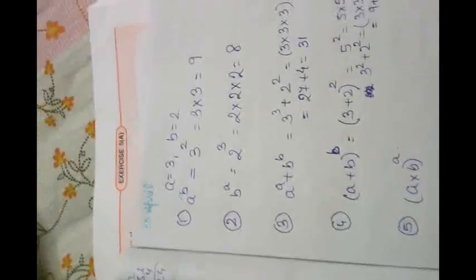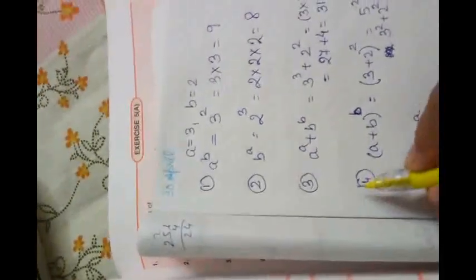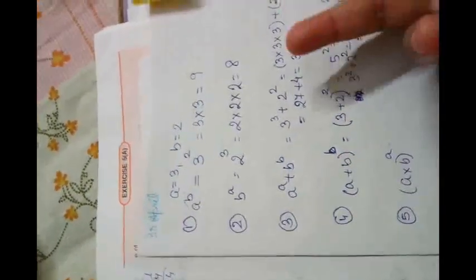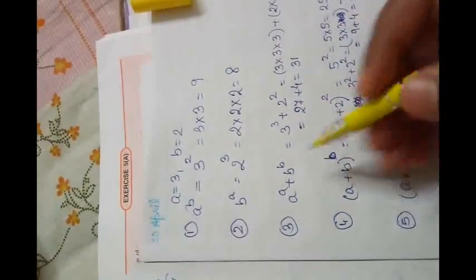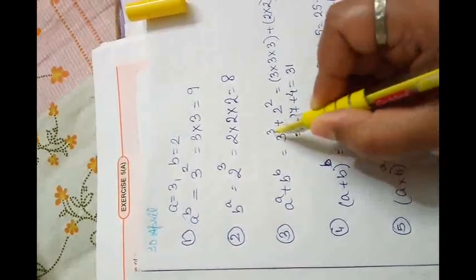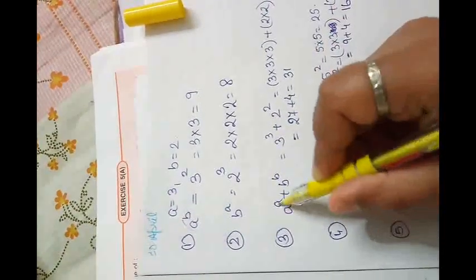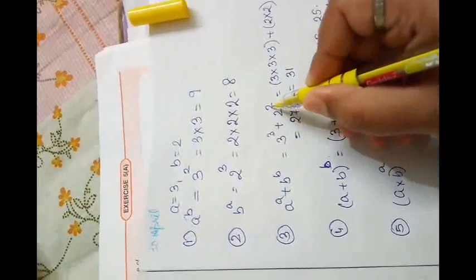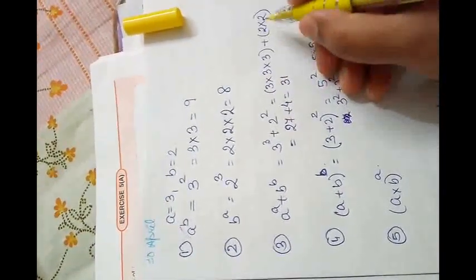Now, if we have questions like a to the power a plus b to the power b, we will just simply replace their values. So a is what? 3. Wherever there is a, we will replace it by 3, and wherever there is b, we will replace it by 2, and then we will multiply.